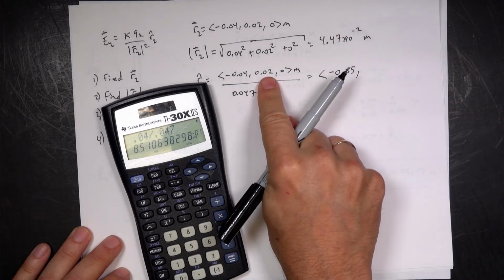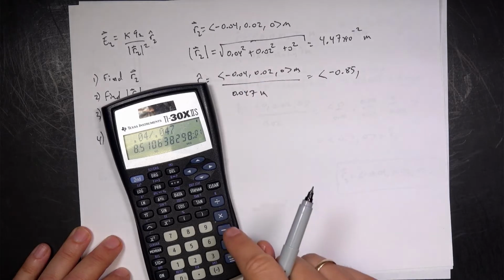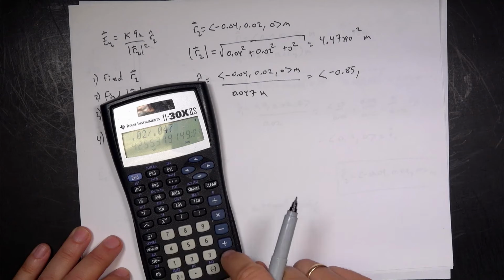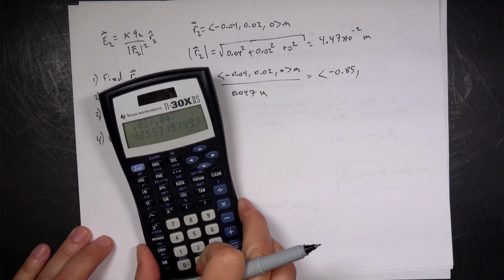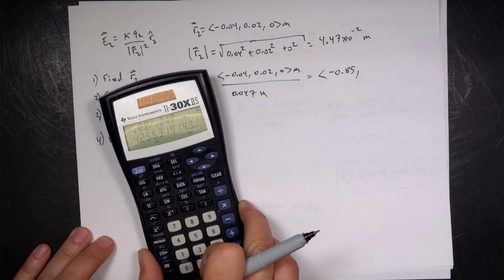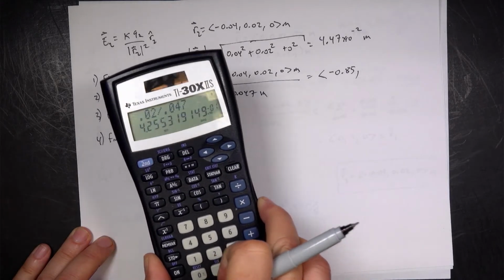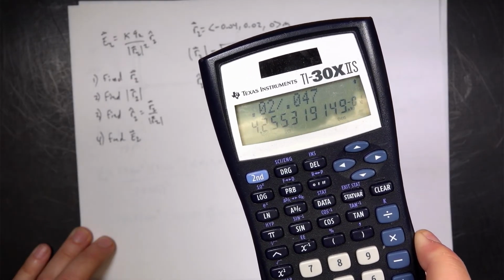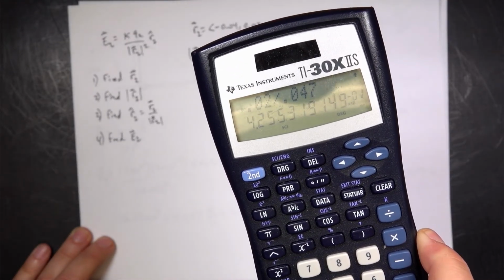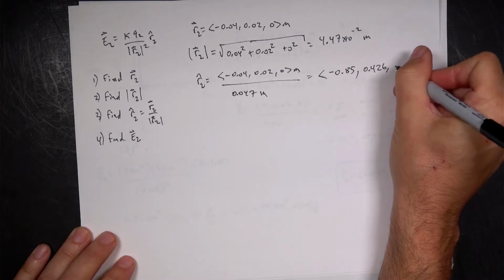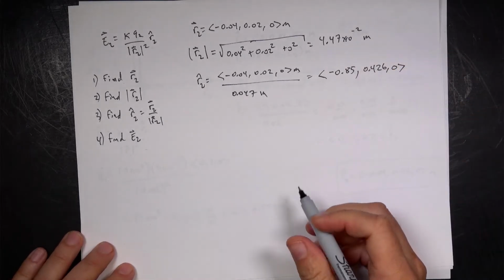Now let's do the same thing for the 0.02. I'm going to say 0.02 divided by 0.0447. And I get, what's that? 4.26 times 10 to the negative 1. So it's 0.426. And then 0 divided by that is 0. So that's my unit vector.